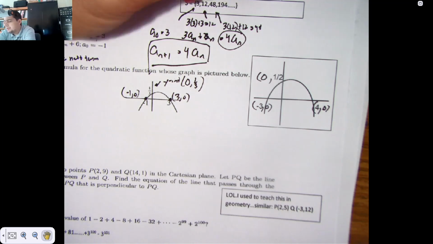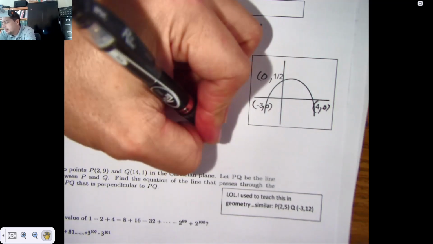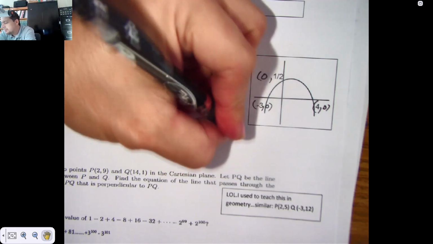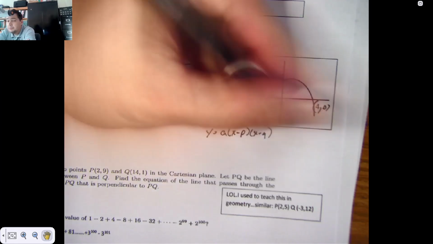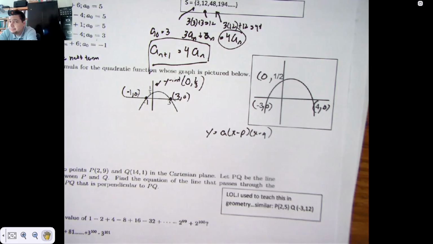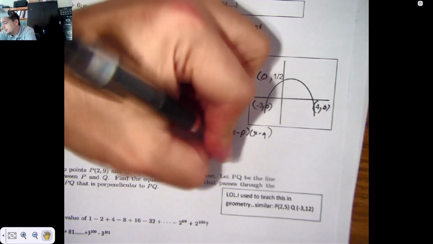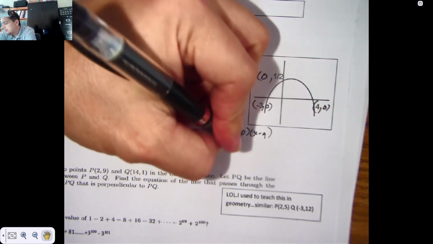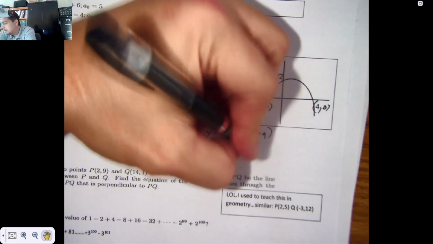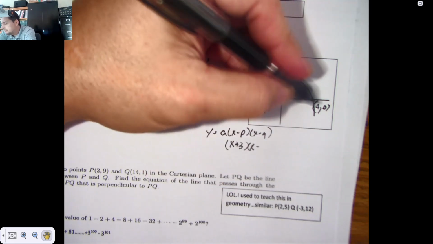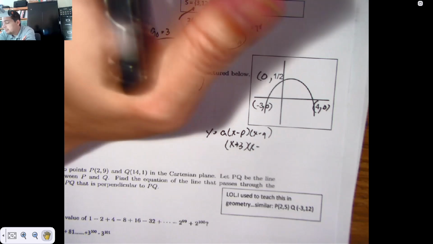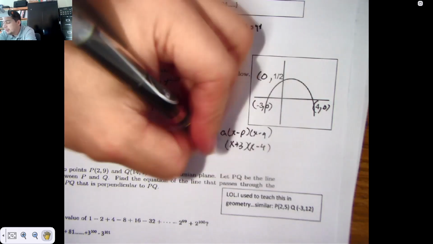To write this equation, it's not that hard. You're going to use y equals a times x minus p times x minus q, which is something you have a lot of practice with. If you take away a -3, you get a +3. If you take away a 4, you get -4.